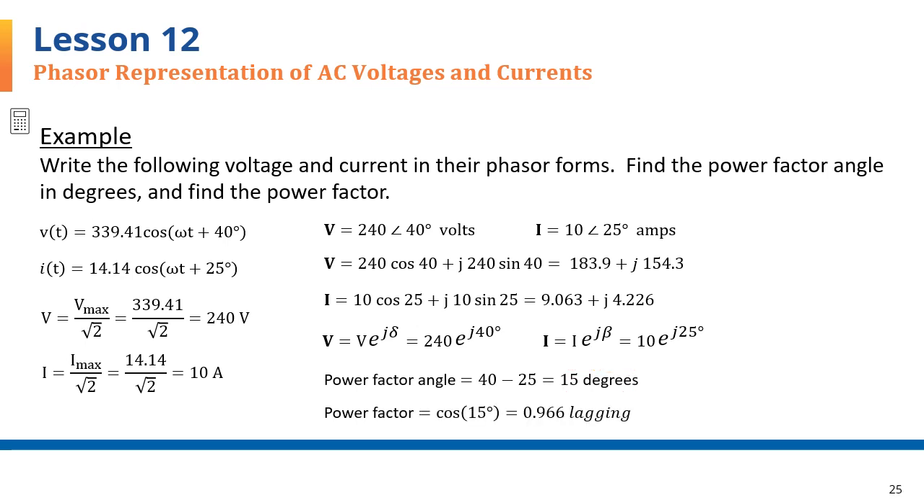So the power factor, very often shown as PF, equals cosine of 15 degrees, which is 0.966 and lagging. This is sometimes written as 96.6% if you multiply it by 100. Lagging because the current lags the voltage. If you look at the angle for the current, it's less than the angle for the voltage, so the current lags the voltage, and that's how we characterize the power factor, lagging in this case.